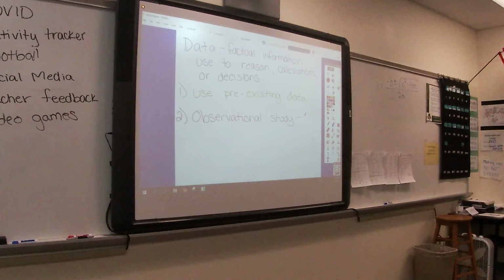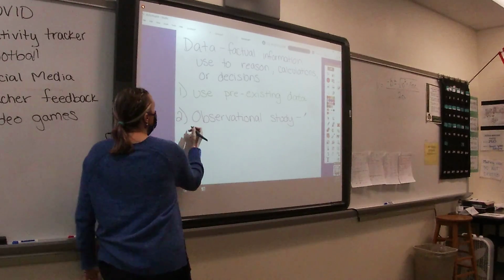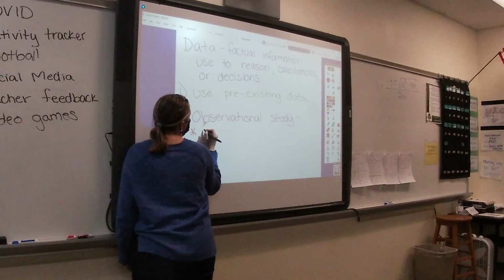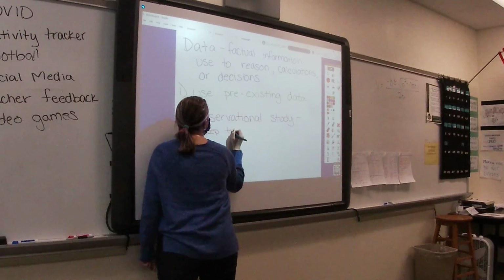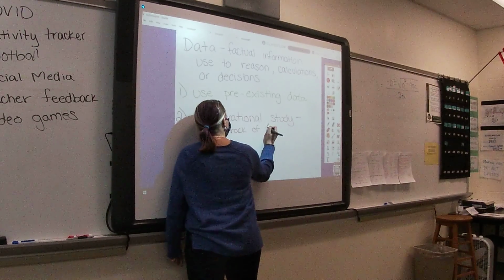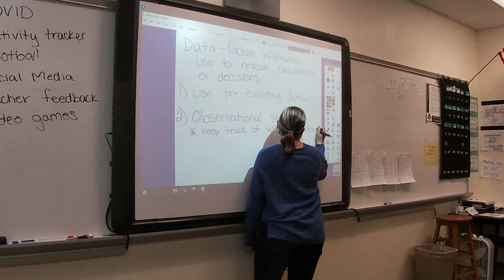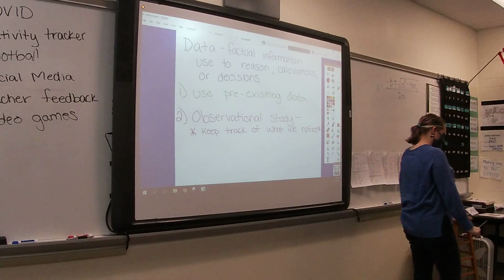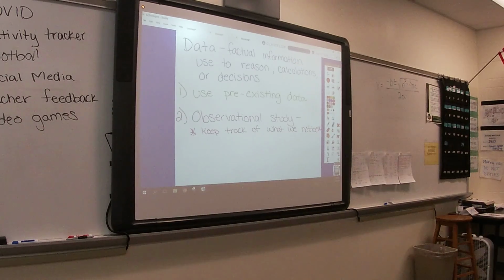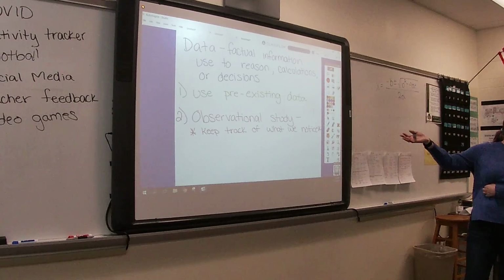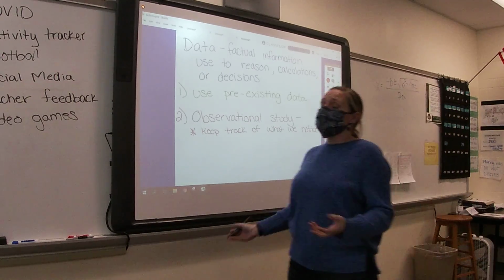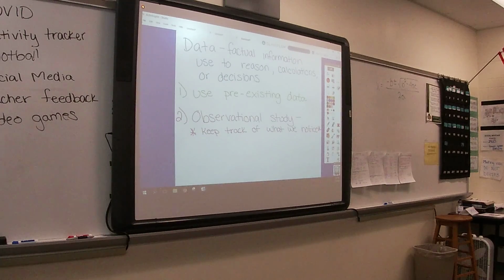Okay, a football game is played, someone just keeps track of what happens. We're not changing anything, we're not manipulating anything. Okay, we're just keeping track of what we notice. Okay, this can be data that turns into numerical data like football stats, or it could be data that turns into how you want to act around your teacher in class.